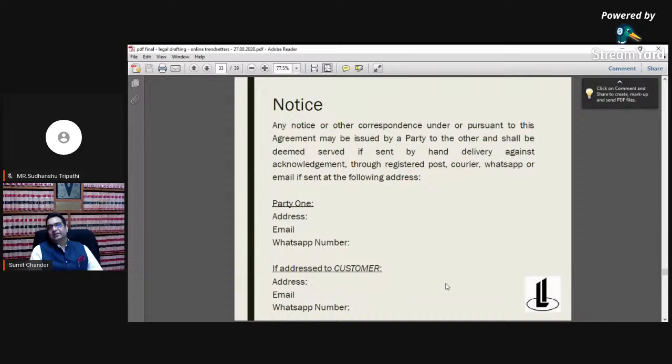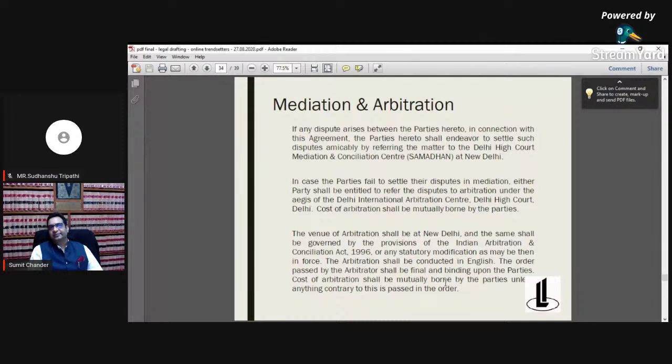Next, another important legal clause to be put in the contract, and we have the next slide, is mediation and arbitration. This is very important because nowadays, with the Commercial Courts Act, every case has to go to mediation, every commercial case. So you may as well in the agreement itself choose where you would like to go for mediation.